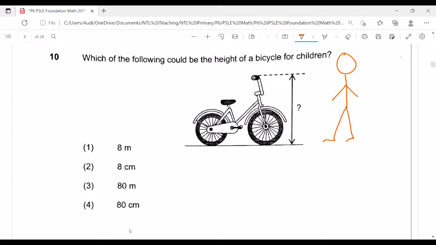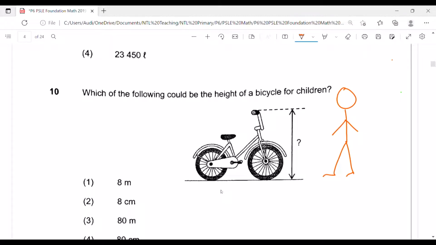Now you need to know, or you need to have a rough idea of how tall you are. So most likely you are between 1.5 meters to 1.6 meters. You are about there, okay? That high.